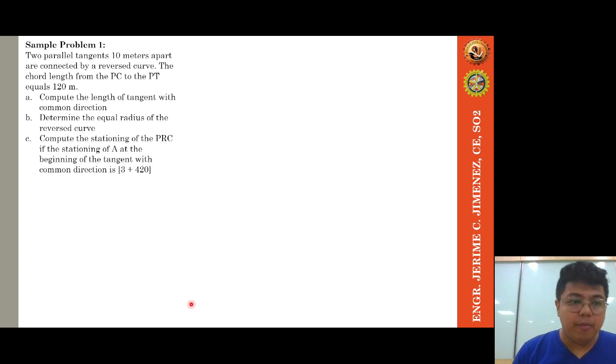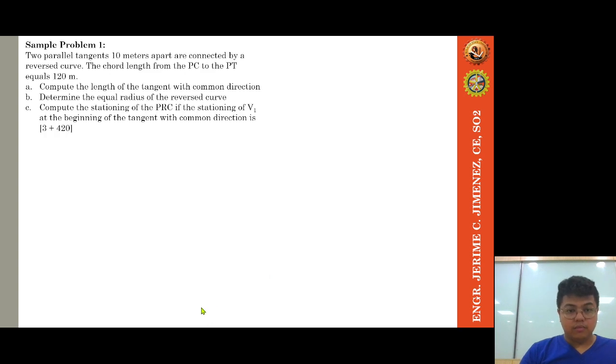Okay. Problem number 1. So two parallel tangents 10 meters apart are connected by a reverse curve and the chord length from the PC to the PT is equal to 120 meters. Compute the length of the tangent with common direction. Determine the equal radius of the reverse curve and compute the stationing of the PRC if the stationing of A at the beginning of the tangent with common direction is 3 plus 420.